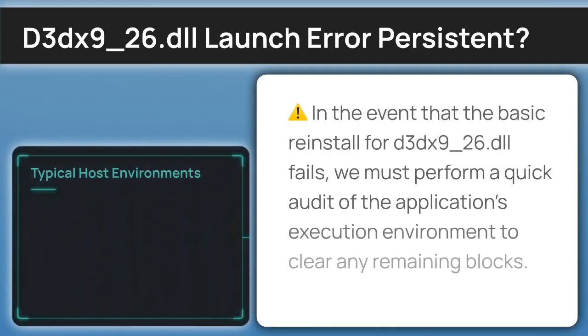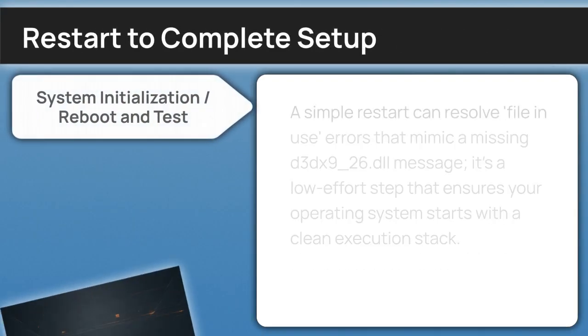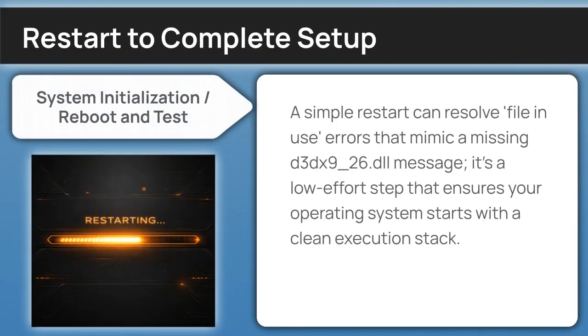When a fresh installer fails to clear the error, it typically points toward a deeper conflict within the Windows execution layer. A simple restart can resolve file-in-use errors that mimic a missing DirectX 9 message. It's a low-effort step that ensures your operating system starts with a clean execution stack.